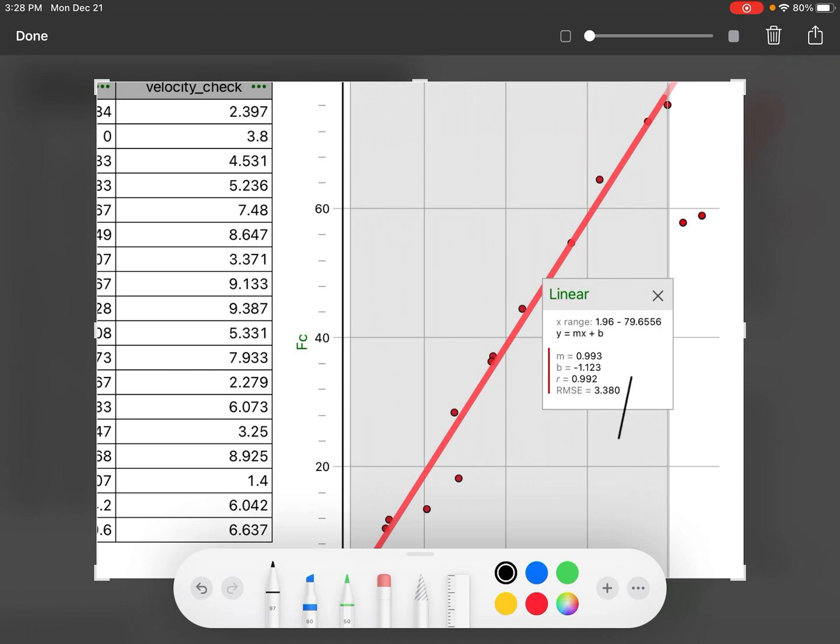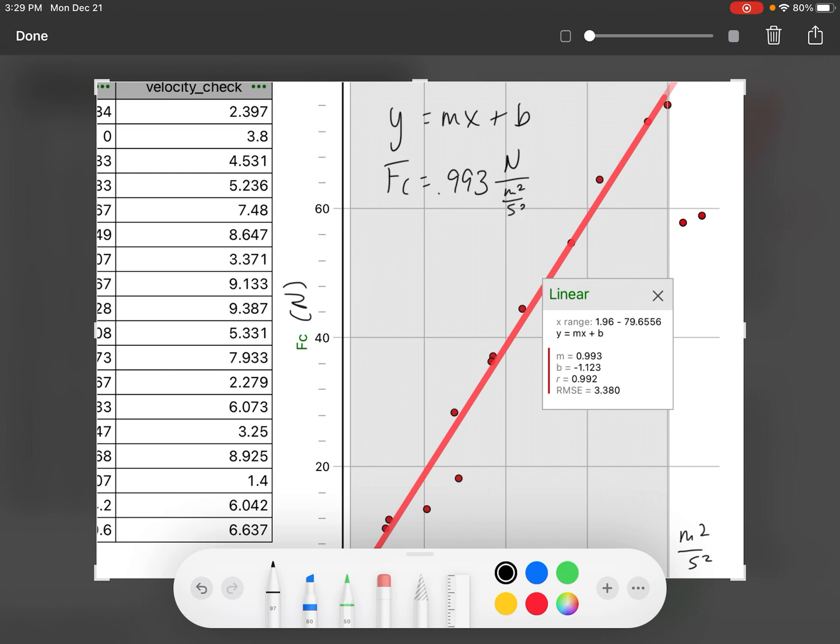So the equation of a line is usually y equals mx plus b, but instead of y, I'm going to write FC. Instead, my m is 0.993. The units are newtons, because FC is in newtons per meter squared per second squared. That's the unit for velocity squared.